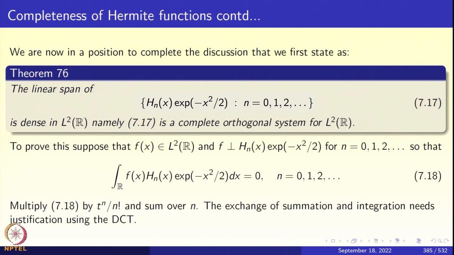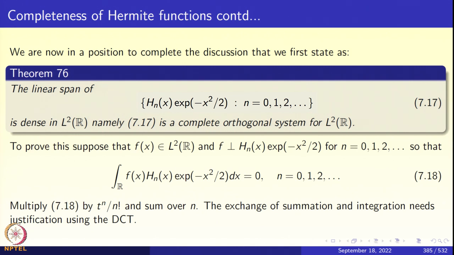So take an element f in L2 which is orthogonal to all the elements h_n(x) e to the power minus x squared by 2. If f is orthogonal to all the Hermite functions, it will be orthogonal to all the linear spans. We will show that f is compulsorily 0, and that will prove that the linear span is dense.